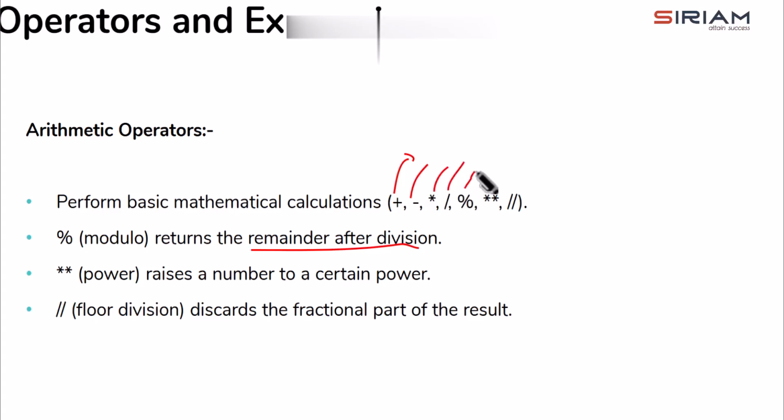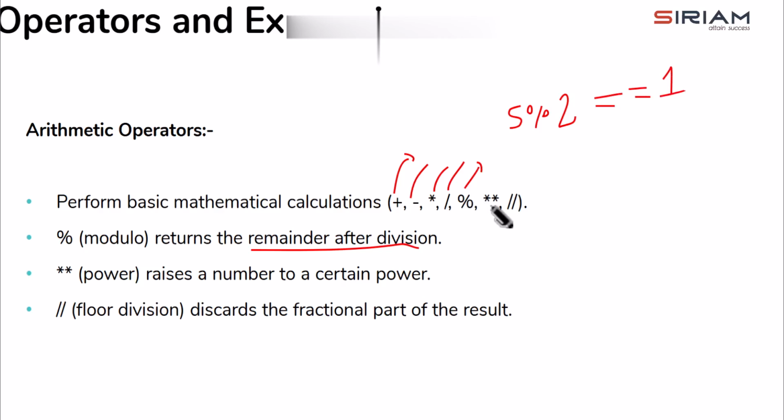If we do 5 modulo 2, then what will be the output? The output will be simply 1, because if you divide 5 by 2, two 2s are 4 and 1 will be the remainder. So 1 is the right answer, right? Whereas this double star is for the power. If I write 2 star star 3, it means 2 to the power 3, which is 8.